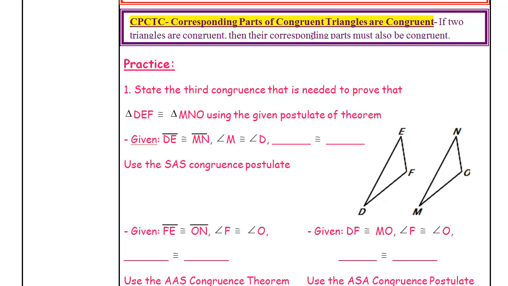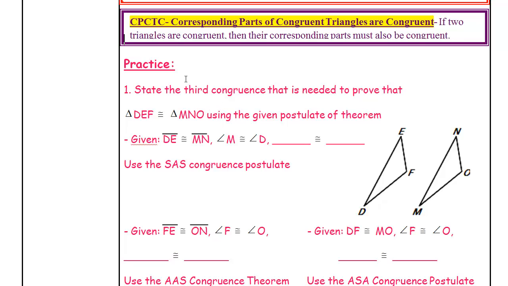Now, another thing here that's commonly used in proofs, and it's most easily abbreviated by CPCTC, and what that says is that corresponding parts of congruent triangles are congruent. So basically, if you have congruent triangles, the parts that match up are also congruent. That's what CPCTC means. So if two triangles are congruent, then their corresponding parts must also be congruent. That's all it says. It's kind of a no-brainer, but this is the actual method for showing this in a proof. So let's take a look at a little bit more practice.